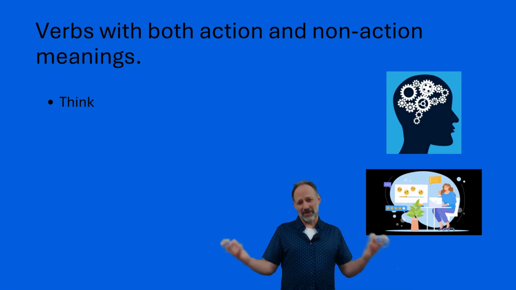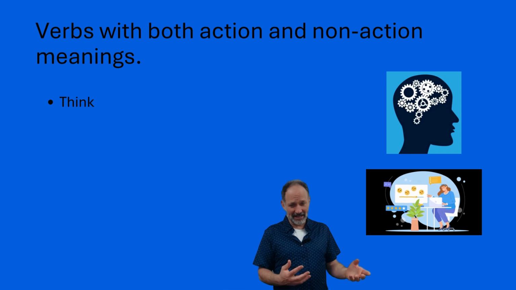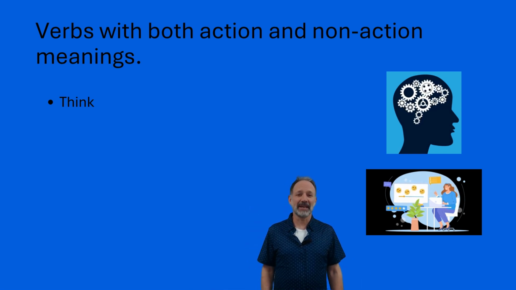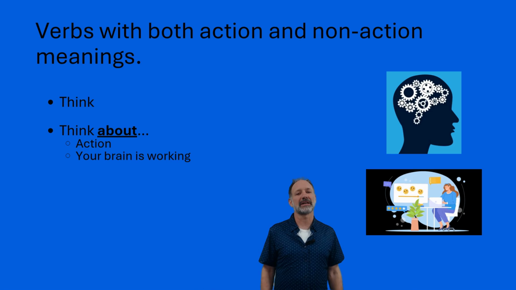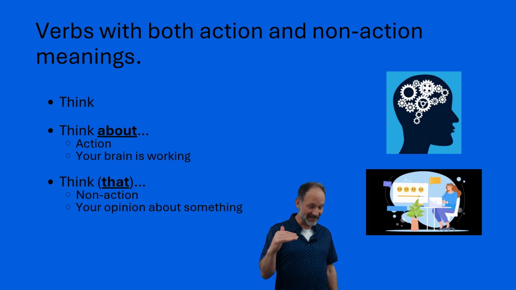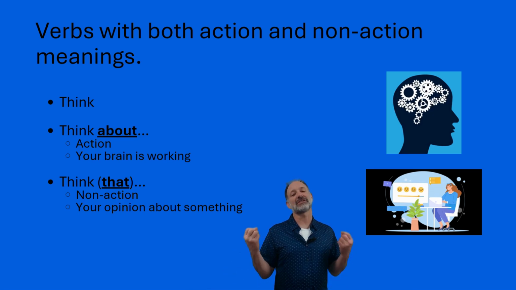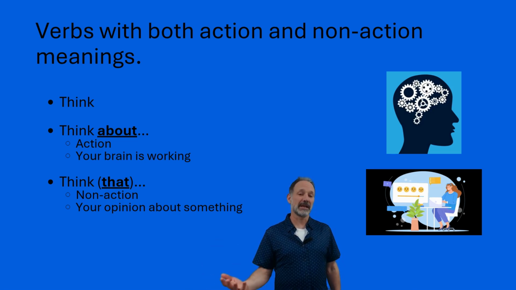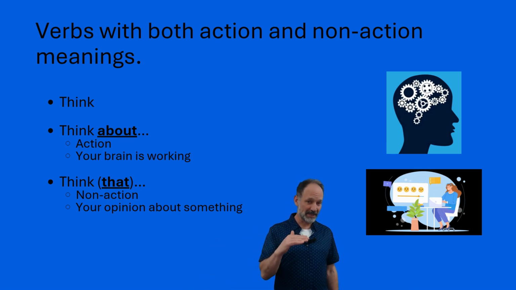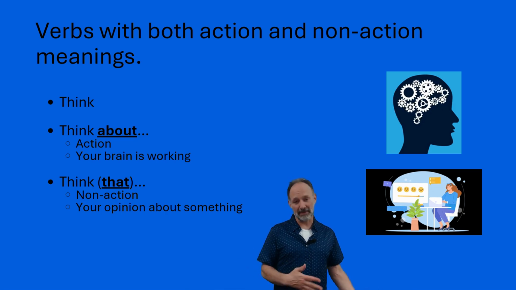So how do you know with the verb think if it's the action or the non-action meaning? Well, there's one thing that can help you, and that's the preposition about. If it's think about, that's the action meaning. That's like your brain is doing work. And if it's think that, like I think that the math problem is easy, then that's a non-action. That's your opinion about something. But be careful. Sometimes that we don't include in a sentence. For example, I could say, I think that the math problem is easy, or I think the math problem is easy. And sometimes we don't say that.